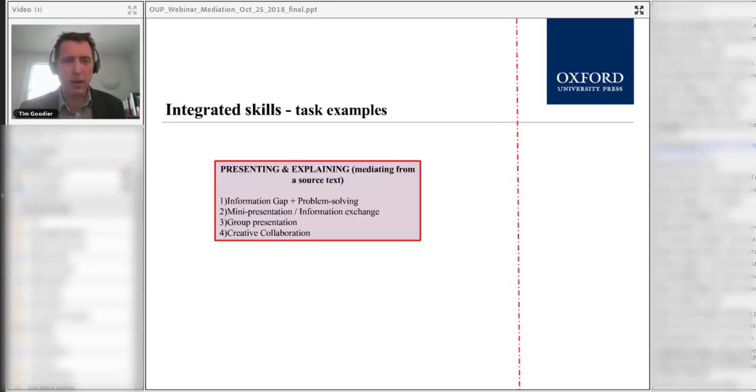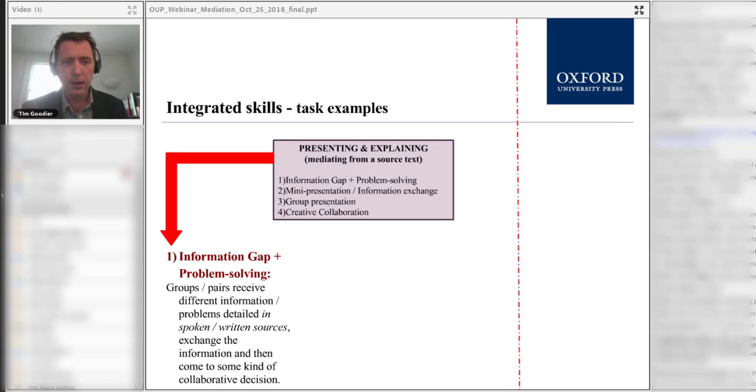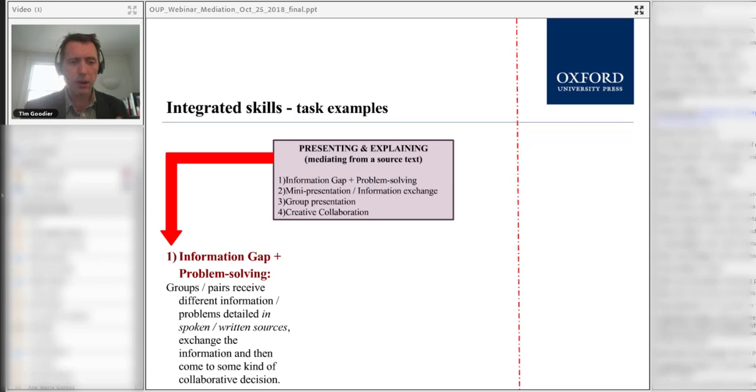We could think of some examples of integrated skills tasks. We've mentioned information gap and problem solving, presentations, group presentations as well, and collaboration. So you'll be familiar that information gap might involve people receiving different information or a problem to work on, and they exchange information and help other people understand what they've read or listened to, and then come to some kind of collaborative decision about it.